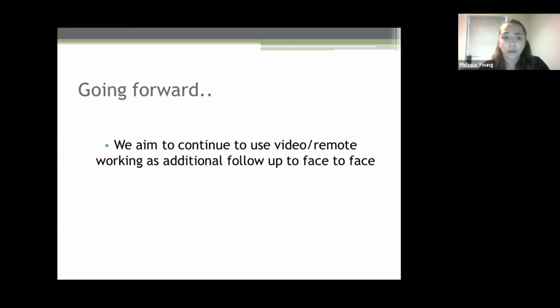So that was just a really quick rundown of some examples that we've used to assess varying cognitive domains. But there's many more ideas and many more that are being created daily using the same principles. So going forward, we aim to continue using video and remote working as an additional follow-up to face-to-face. And hopefully by that, we can have more therapy and be having more input with our patients.